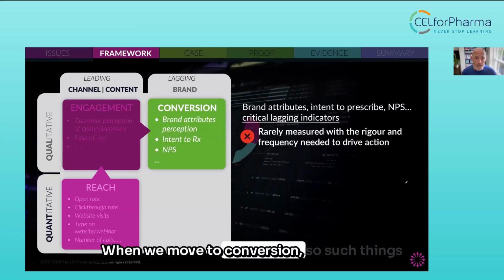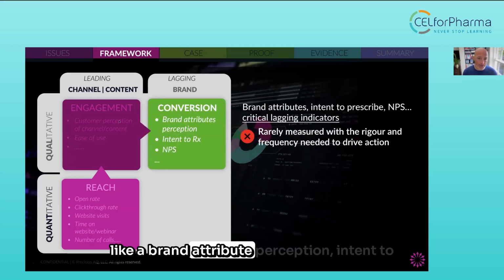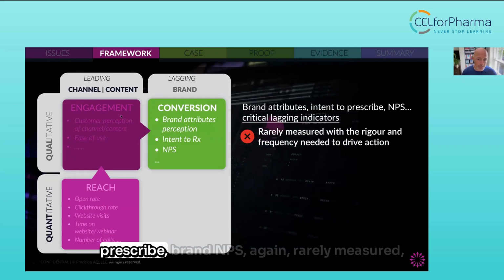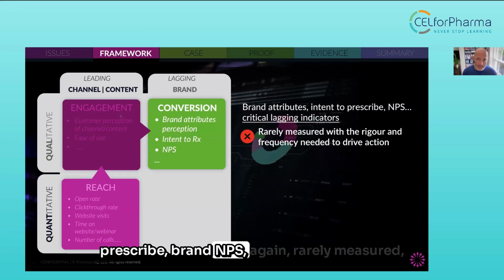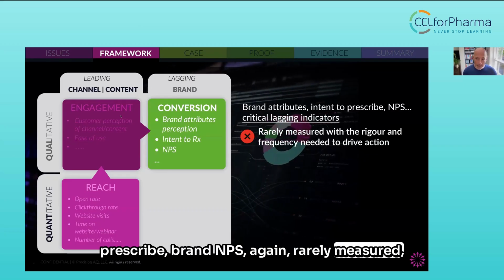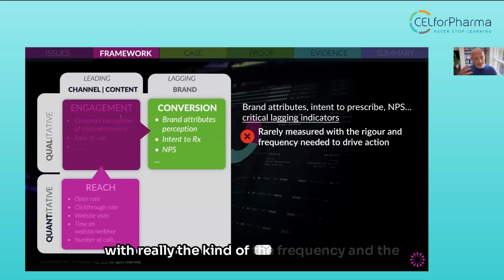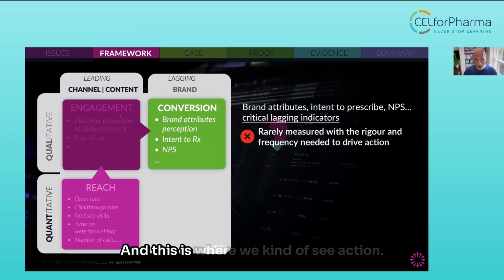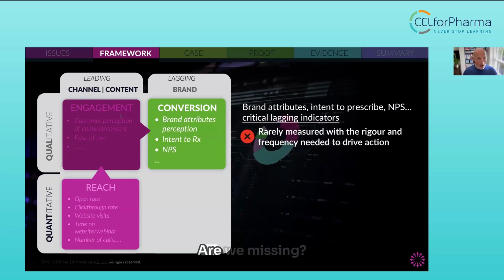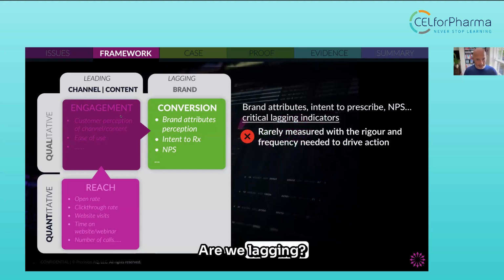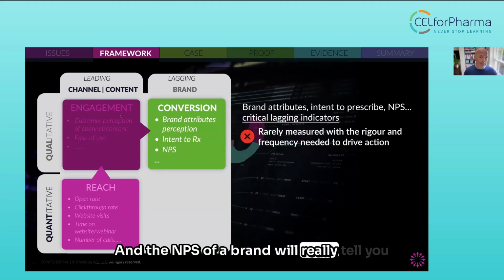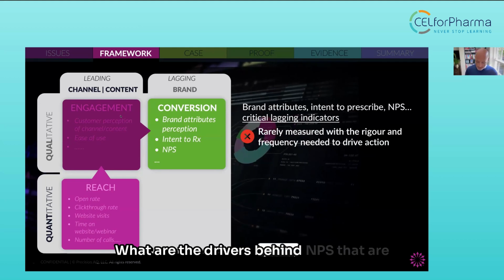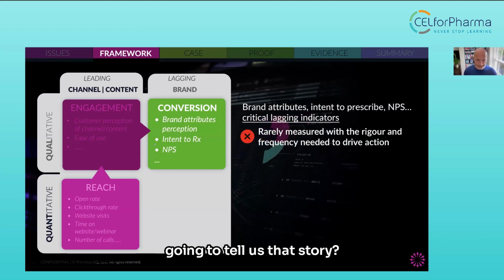When we move to conversion, such things as brand attribute perception, intent to prescribe, brand NPS, again, are rarely measured with the frequency and the rigor that is needed to really drive action. And this is where we see action. Are we missing? Are we leading? Are we lagging? The NPS of a brand will really tell you that story. What are the drivers behind NPS that are going to tell us that story?